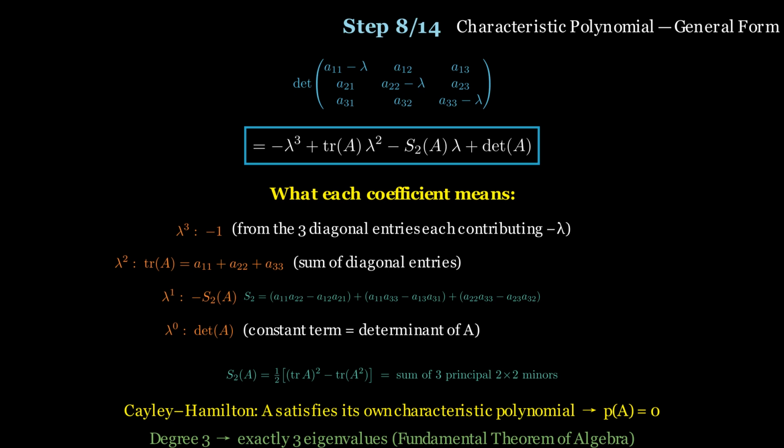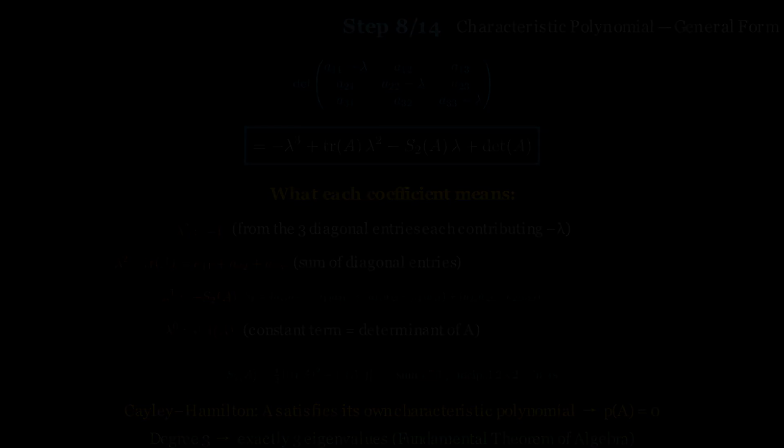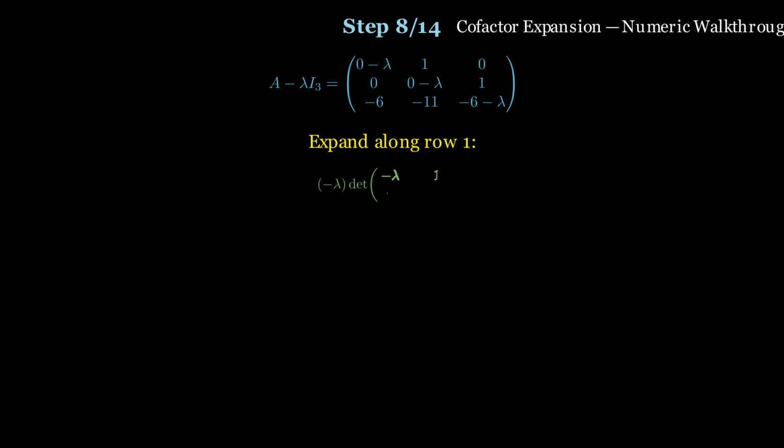This degree 3 polynomial has exactly 3 roots by the fundamental theorem of algebra, and by the Cayley-Hamilton theorem, the matrix A itself is a root of this polynomial. Let us verify this with the companion matrix for x triple prime plus 6x double prime plus 11x prime plus 6x equals 0.